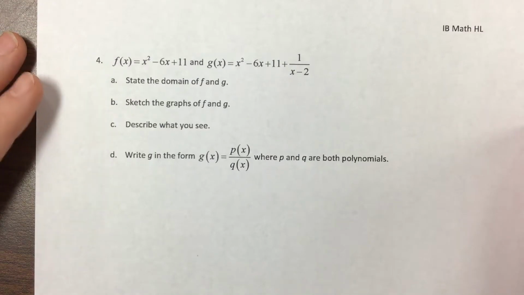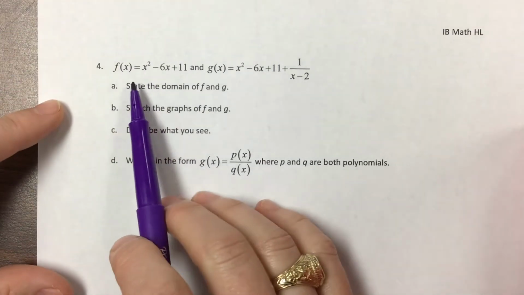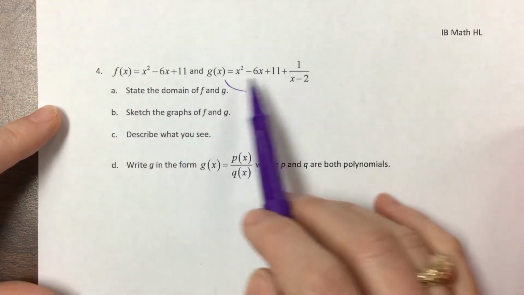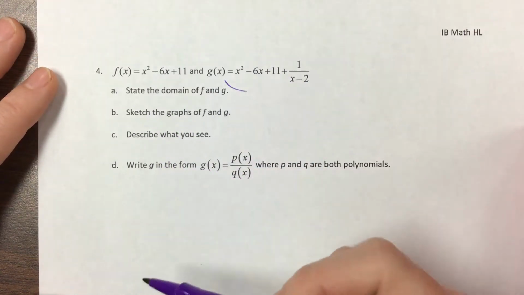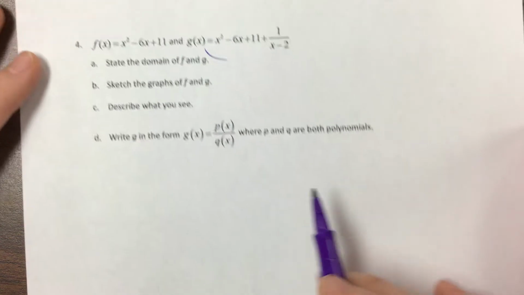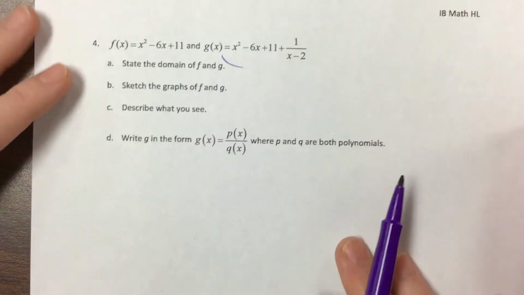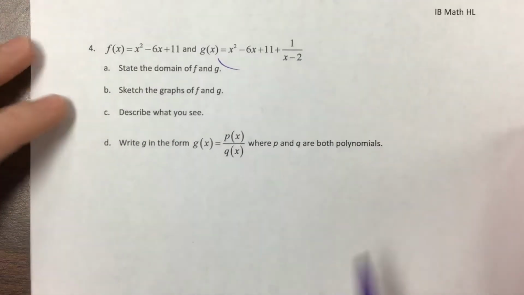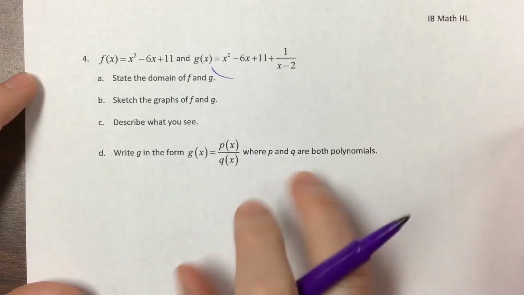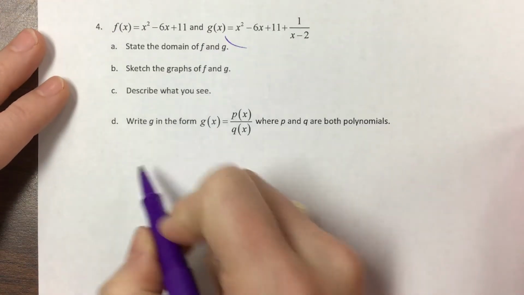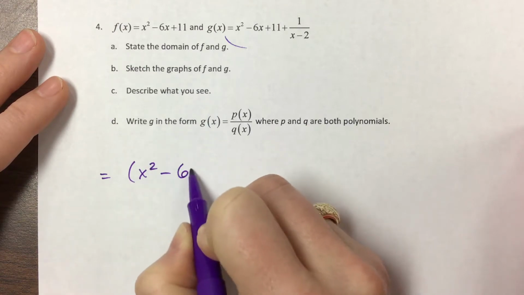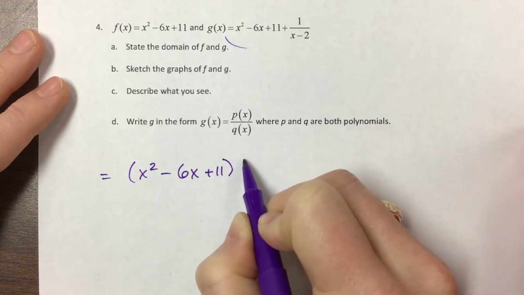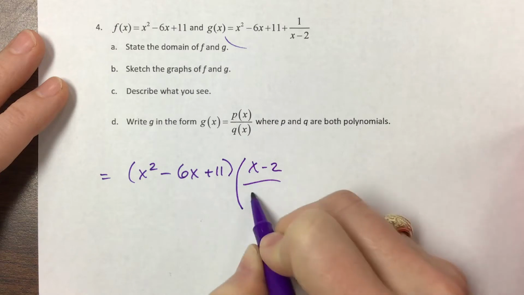This next one does something similar, except this is now a quadratic. It's going to have a quadratic asymptote as opposed to a linear asymptote. My answer key has all the details, but I'm going to just jump to part D so you can see what's happening. This x squared minus 6x plus 11 needs to get that common denominator of x minus 2.